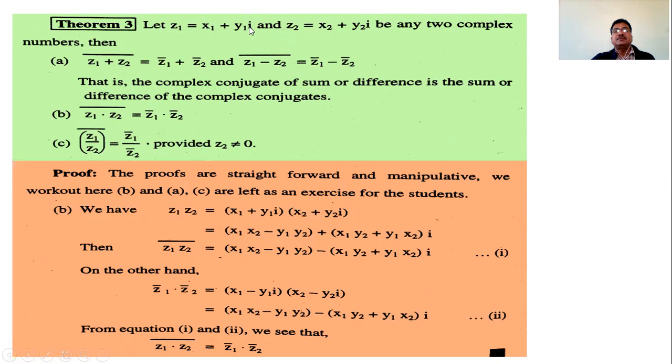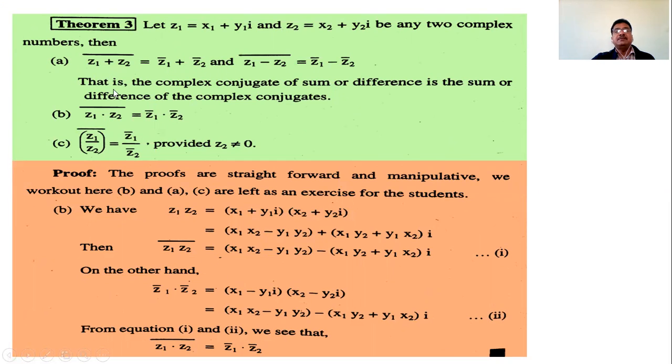It is (x1 + x2) + (y1 + y2)i, and its conjugate is what? (x1 + x2) - (y1 + y2)i. That is, we have the answer (x1 - iy1) + (x2 - iy2), and that is z1 bar + z2 bar.